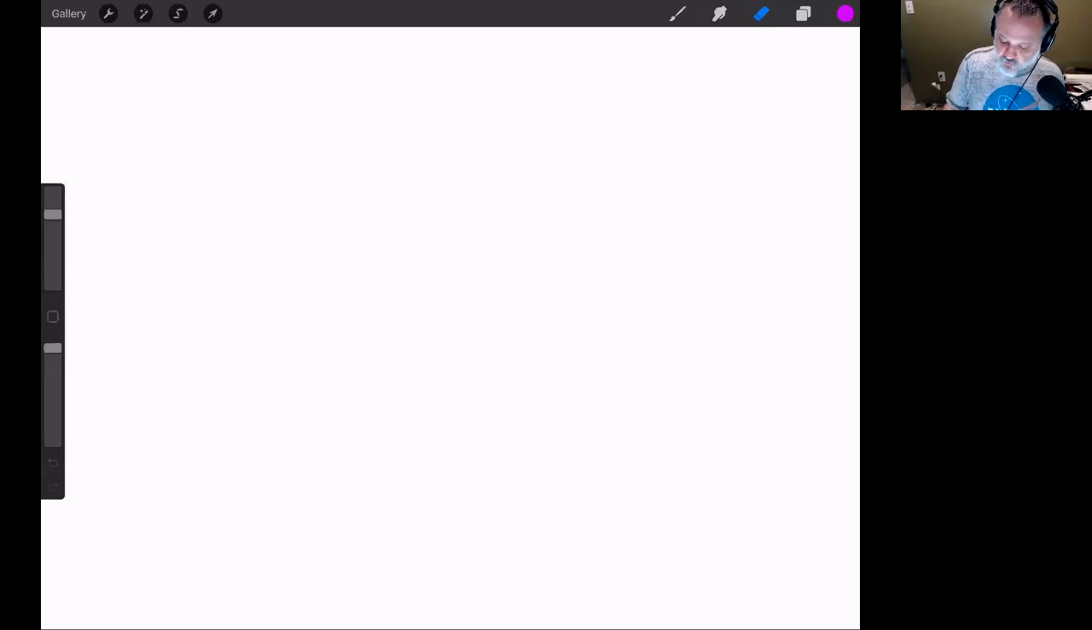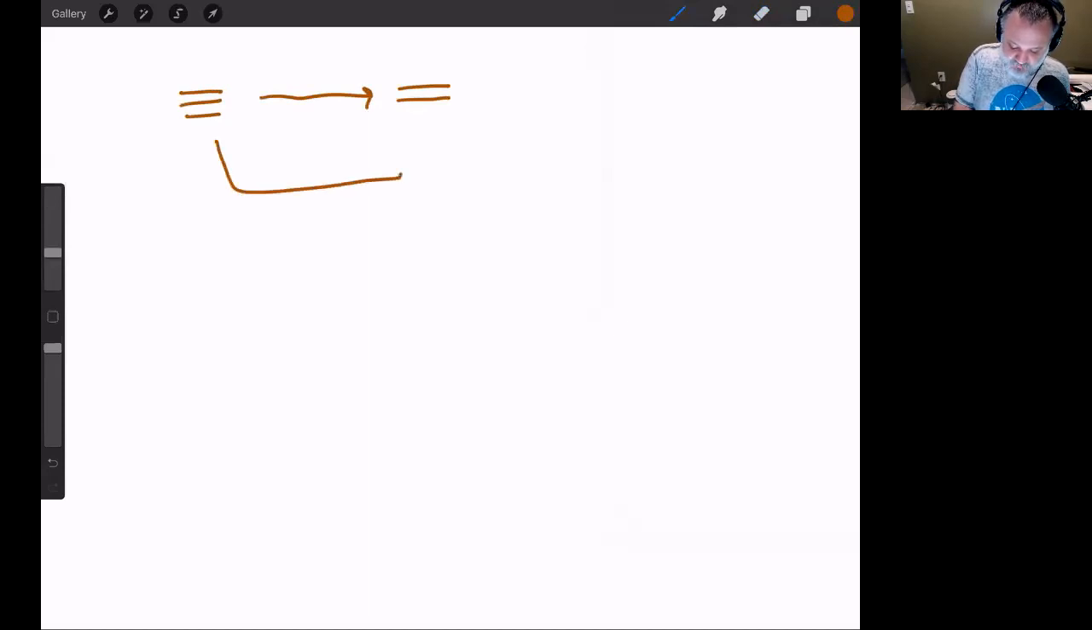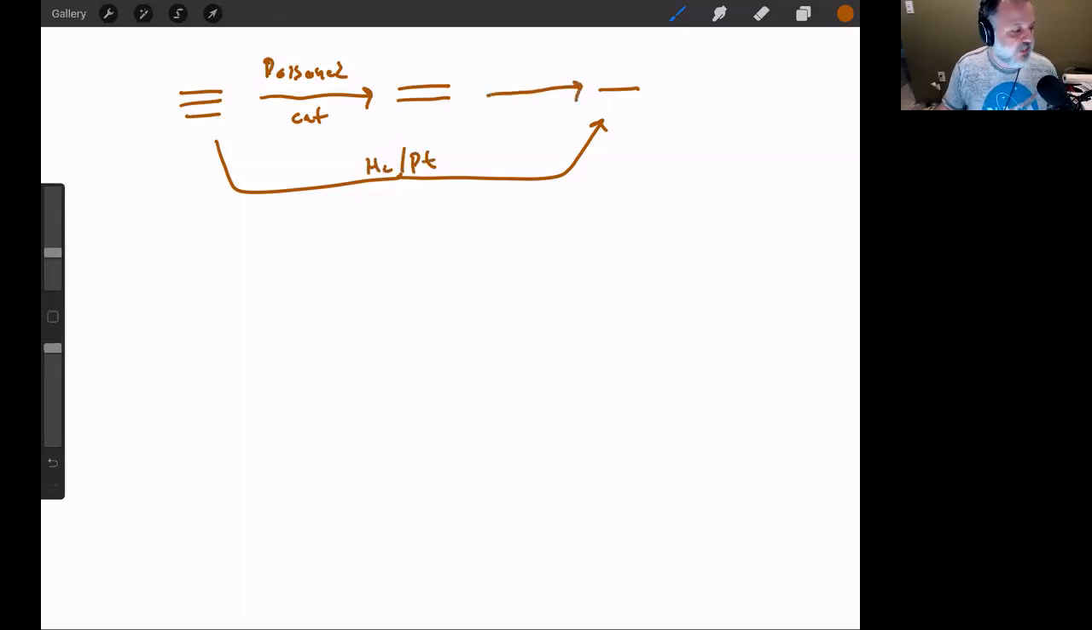So I think we've already discussed this particular piece, which is remember that we can take a triple bond and turn it into a double bond by using a poisoned catalyst. Or we can take that and turn it into an alkane by using H2 and regular old platinum catalyst. Of course, we know how to take an alkene and turn it into an alkyne as well.